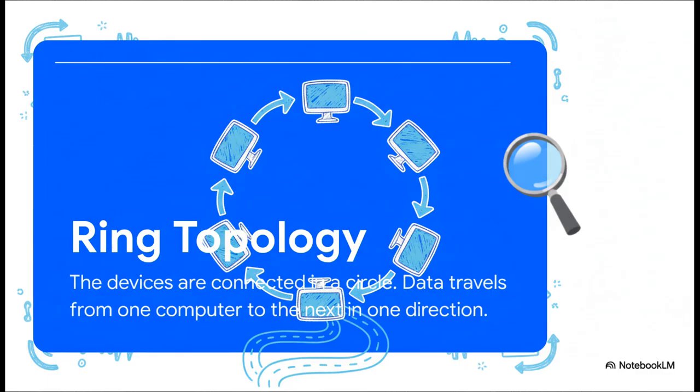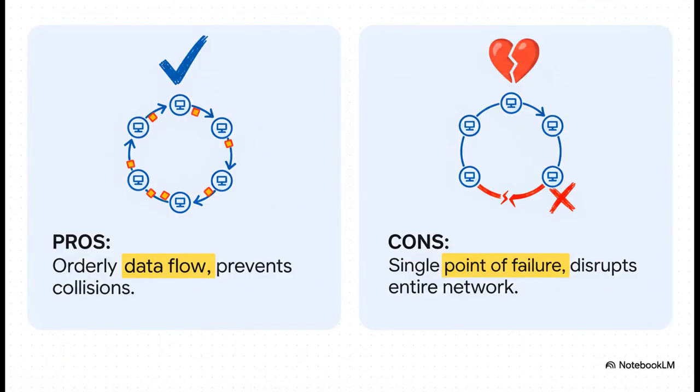Now, to keep things orderly and stop data from colliding, these networks often use a digital token. You can think of it like a talking stick. A computer can only send data if it's currently holding the token. So the big advantage here is that the token system makes it really efficient when there's a lot of traffic. Nobody is shouting over anyone else.